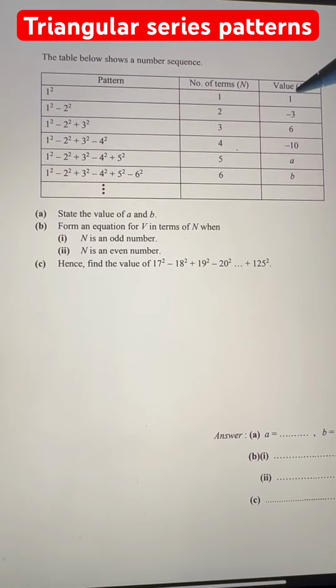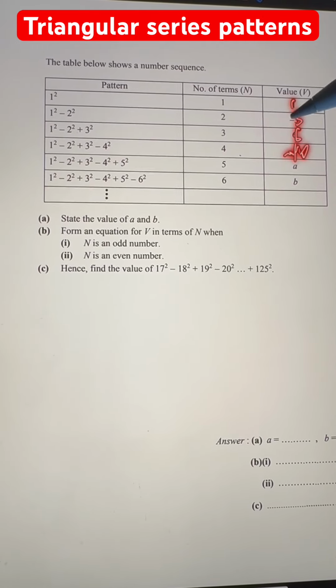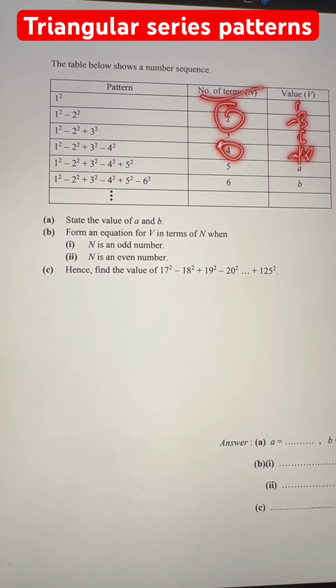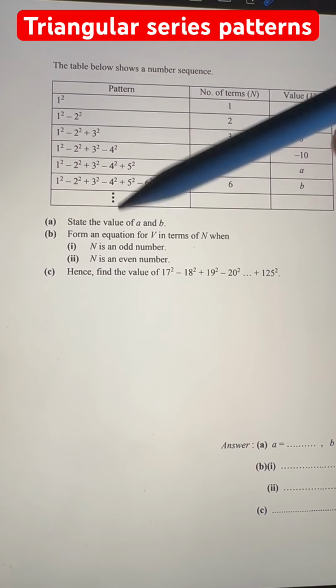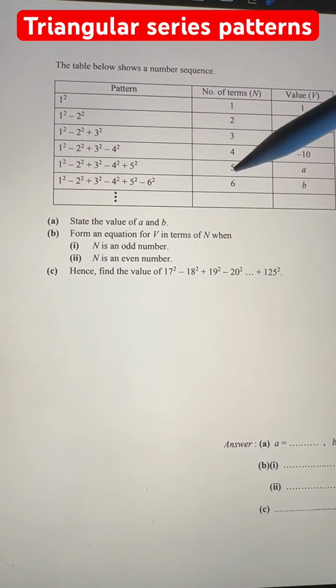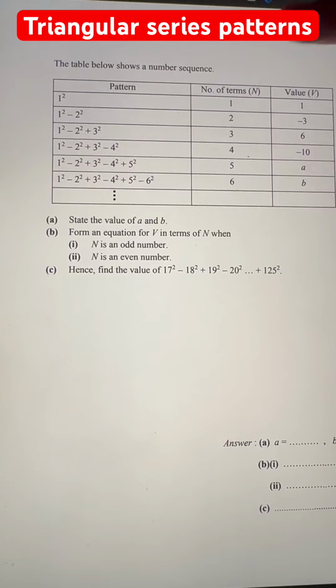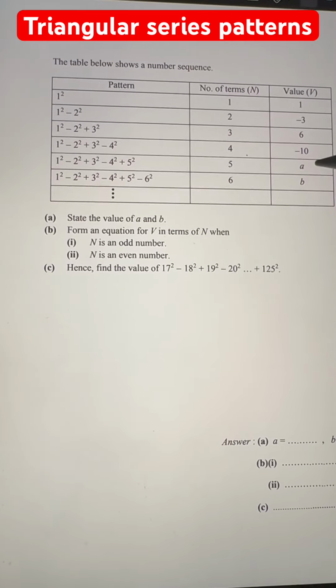So the value will be the triangular number sequence, and we just add a negative sign for the even number terms for number of terms n. So for A and B, we have the triangular number of 5, which is 1 plus 2 plus 3 plus 4 plus 5, 15, and we have a positive 15. So A is equal to 15.